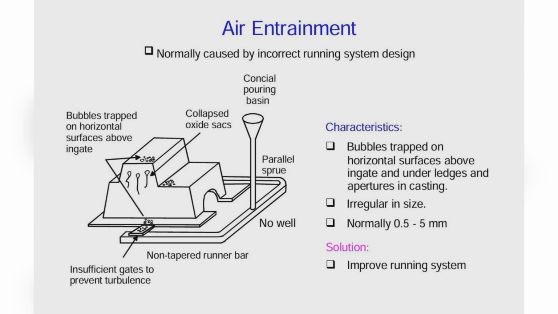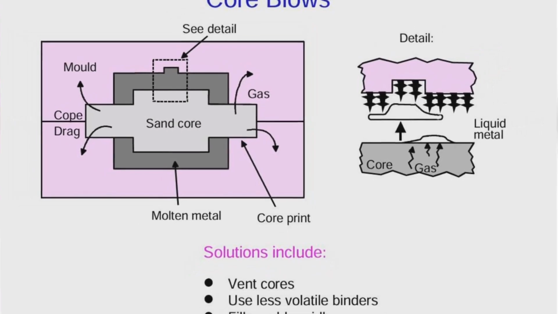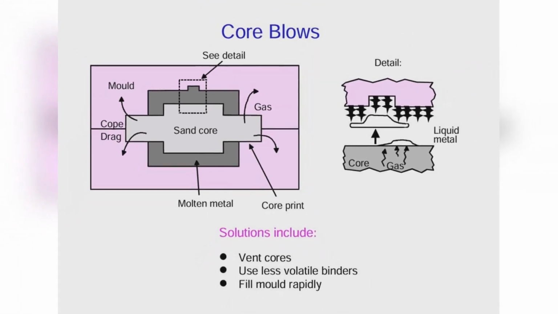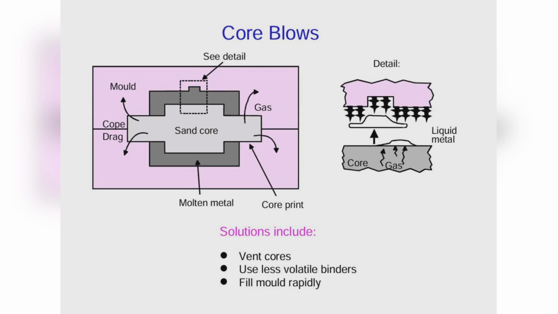Now let's consider the third gas porosity defect, gas coming from cores. The final type of gas defect is blows from cores. When a metal is poured into a sand mold containing cores, the gas present in the core expands and attempts to escape. The gas can escape from the core via the core prints, but if the core prints are too small, or if the mold and core have a low permeability, the gas pressure will build up inside the core. If the pressure reaches the level where it exceeds the opposing pressure of the molten metal, a bubble can be formed in the metal and float up towards the top of the casting.